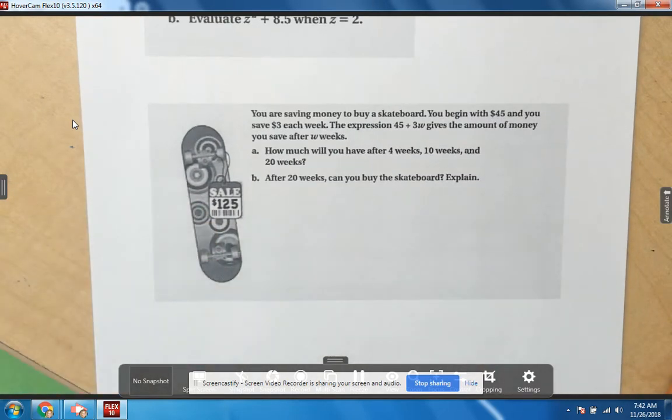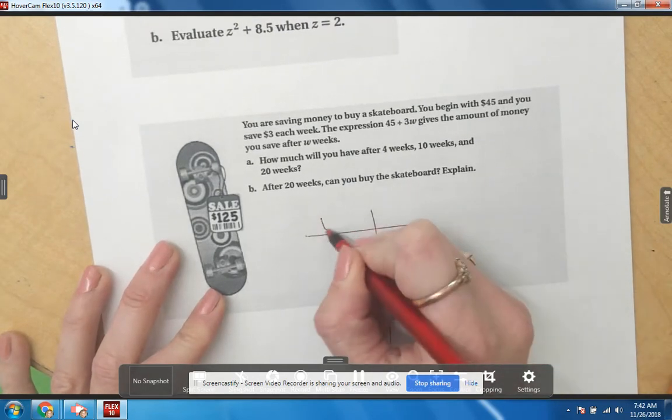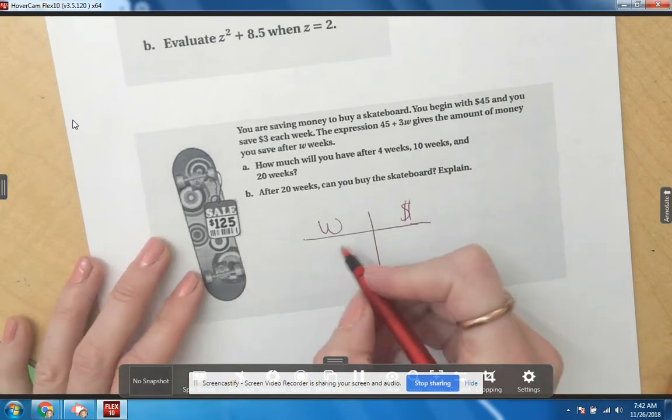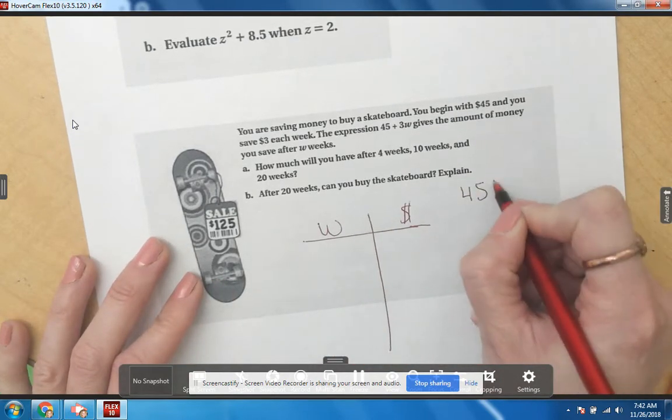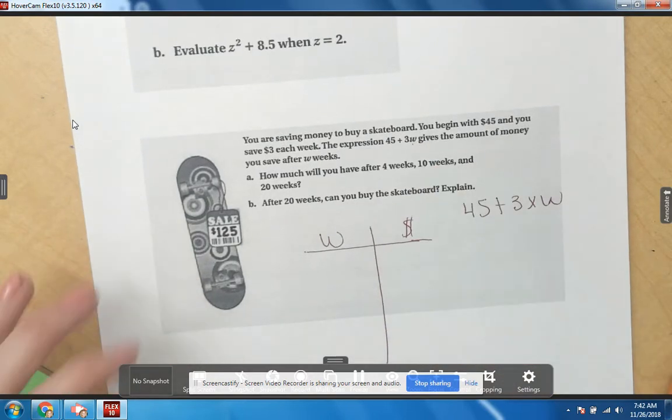Last problem, we'll do this one together. It says you are saving money to buy a skateboard. You begin with $45 and you save $3 each week. The expression 45 plus 3W gives the amount of money you save after W weeks. How much will you have after 4 weeks, 10 weeks, and 20 weeks? So I'm going to make a little chart. I'm going to put a W for weeks and a $ sign for money. So the expression we're using is 45 plus 3 times W. Remember, a number next to a letter means multiply.